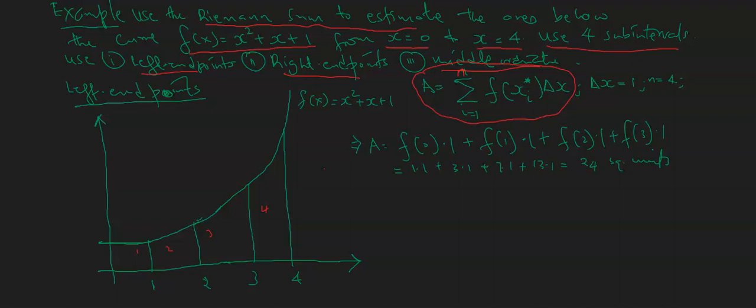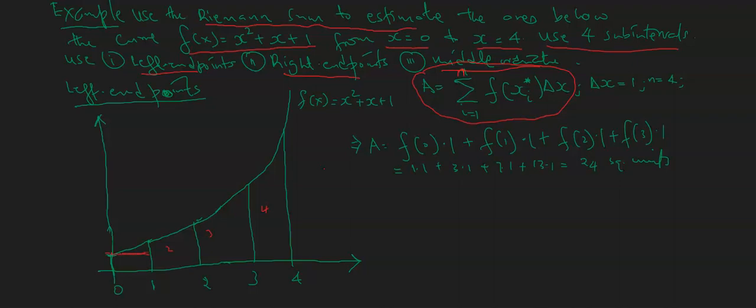Now, if you look at the first subinterval, the endpoint is at x equals 0. This is the endpoint, and in particular, the left endpoint, x equals 0. So at x equals 0, that will be our height. It will be our x star 1.